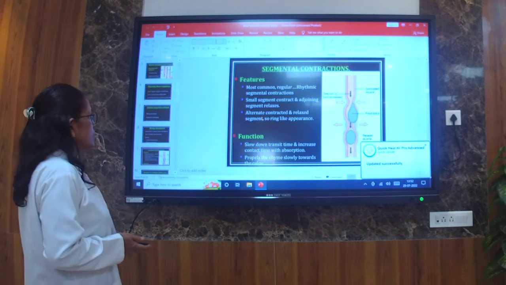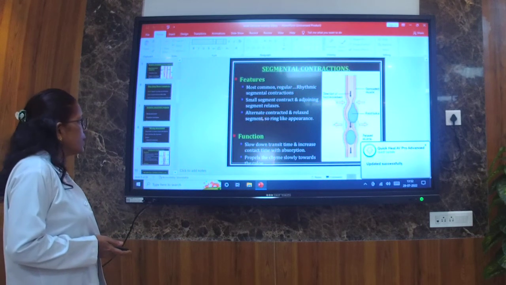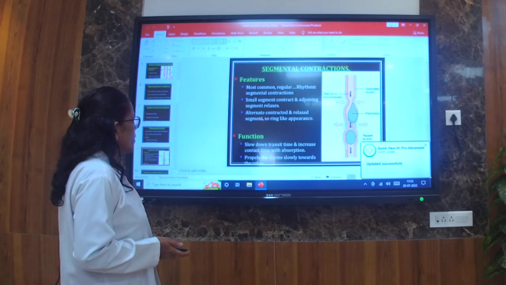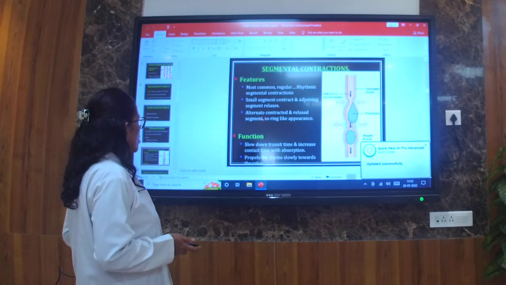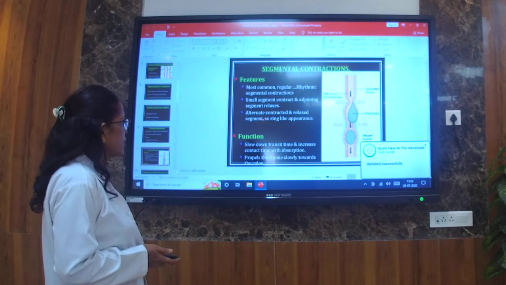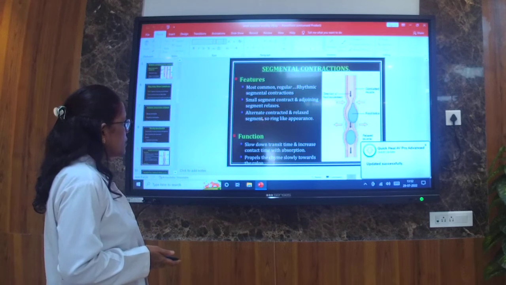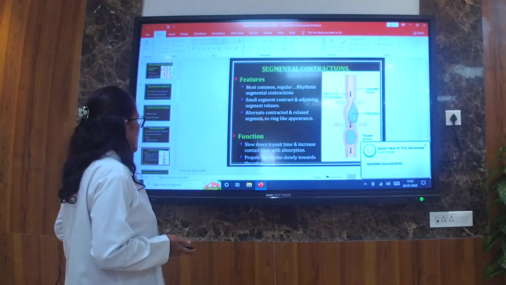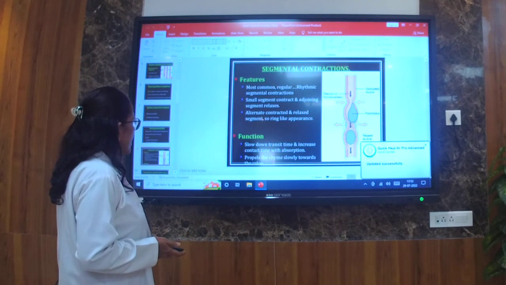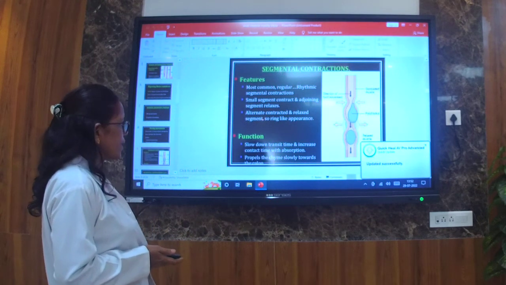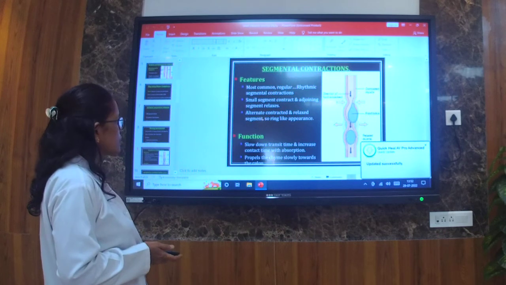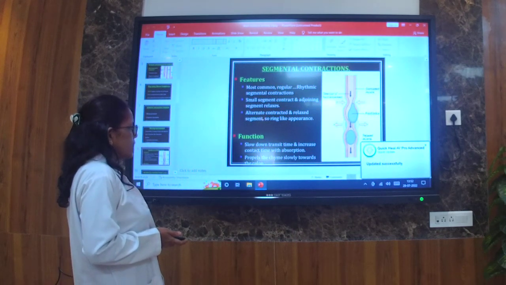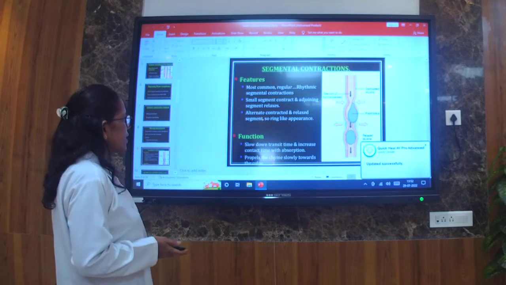So most commonly, regular rhythmic segmental contractions are present, and a small segment contracts while the adjoining segment relaxes, so that the bolus can pass to the next distal part. Alternate contracted and relaxed segments give a ring-like appearance, and that is why it is called segmental contraction. Then what are the functions of this segmental contraction?